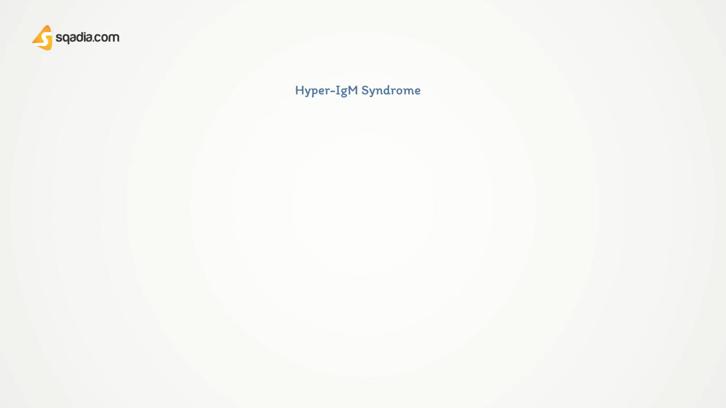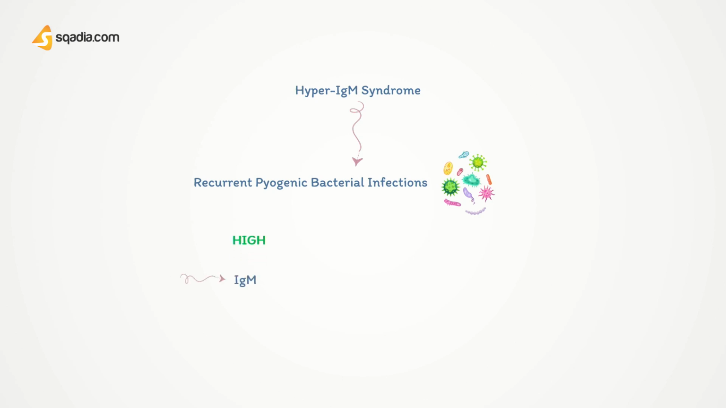Hyper-IgM syndrome is a syndrome in which severe recurrent pyogenic bacterial infections resembling those seen in X-linked hypogammaglobulinemia begin early in life. Patients usually have a high concentration of IgM, but very little IgG, IgA, and IgE. And unlike the X-linked hypogammaglobulinemia patients, these patients have normal numbers of B cells.